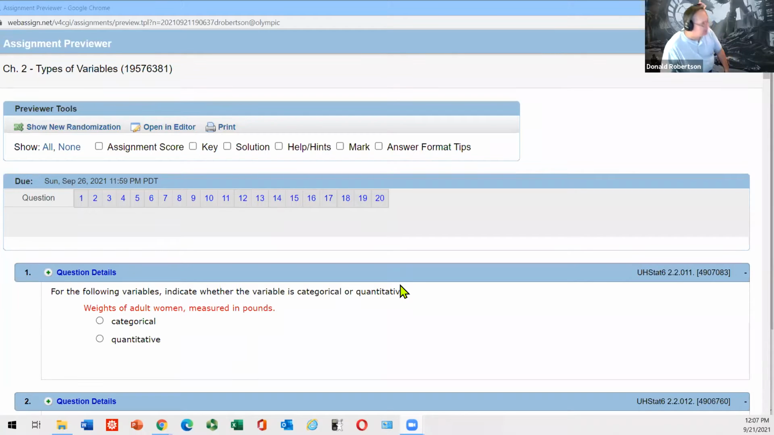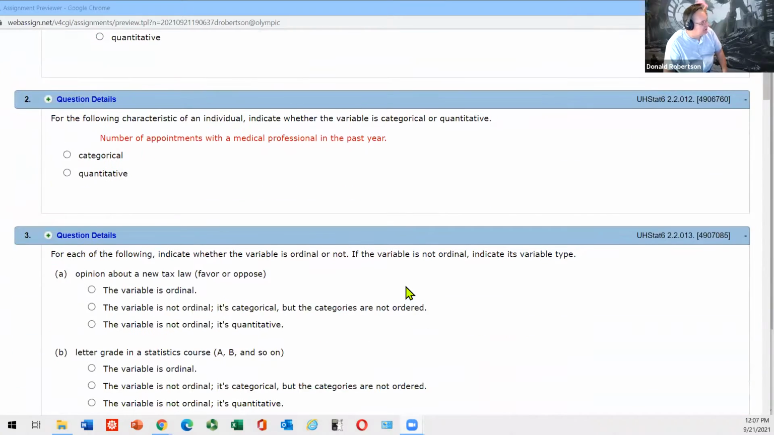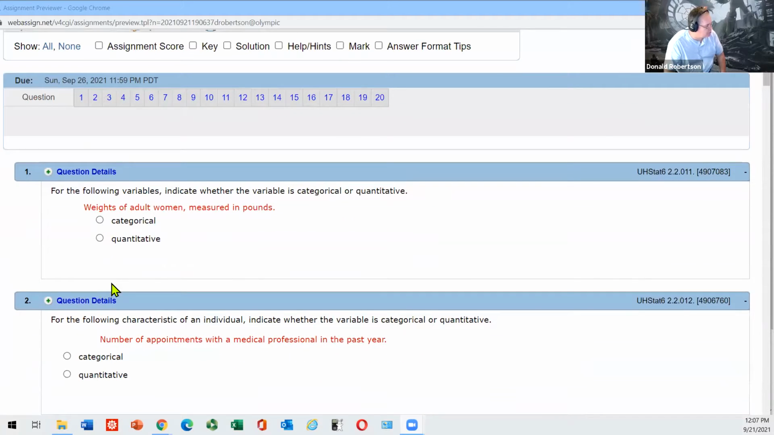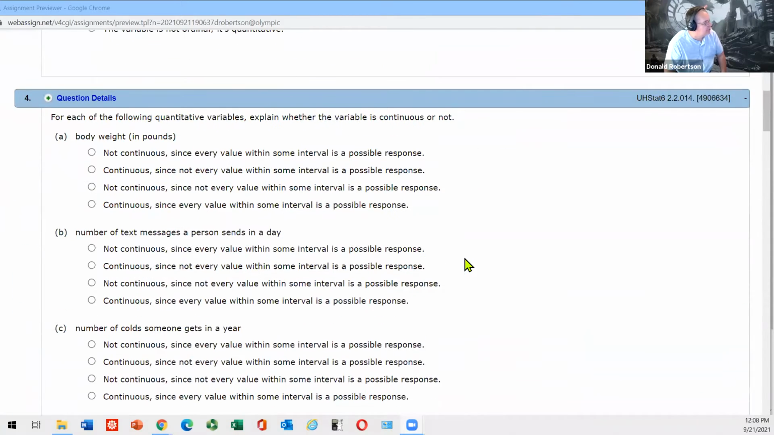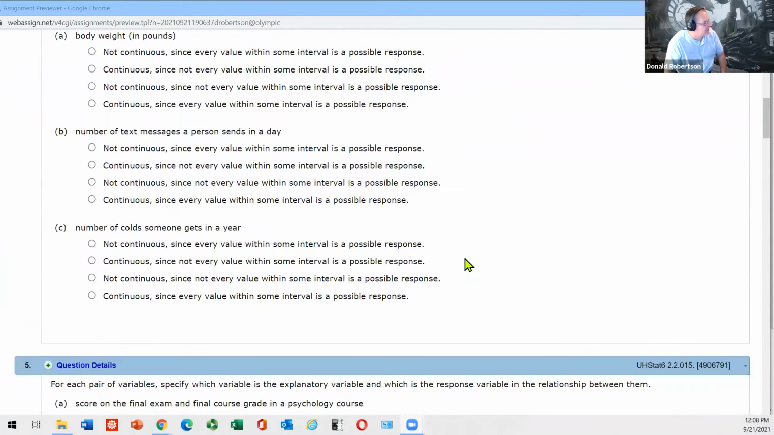Right, are we looking at types of variable chapter 2 now? Have I got it on the right screen? Thumbs up, great, okay. So what we're looking at here is, is it categorical or is it quantitative, right? So I think we've already done examples of that. Let's look at this one.